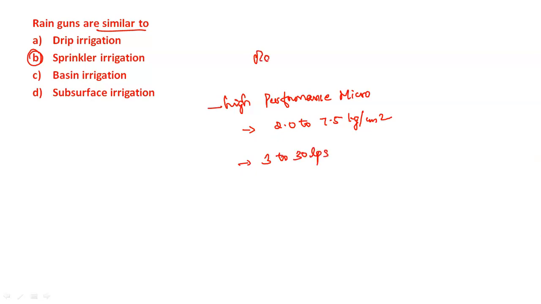So rain guns have an extended radius, so they can throw the water farther than desired. So it is similar to sprinkler irrigation only.